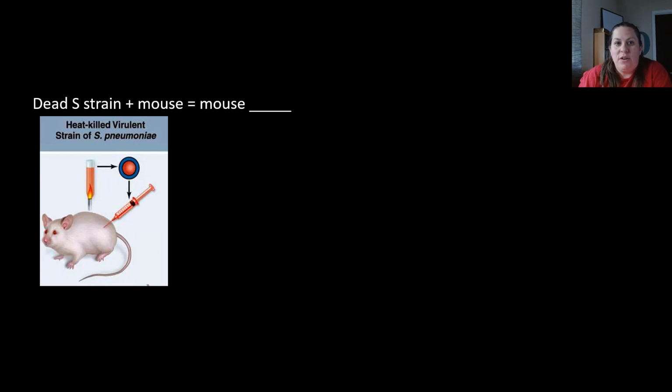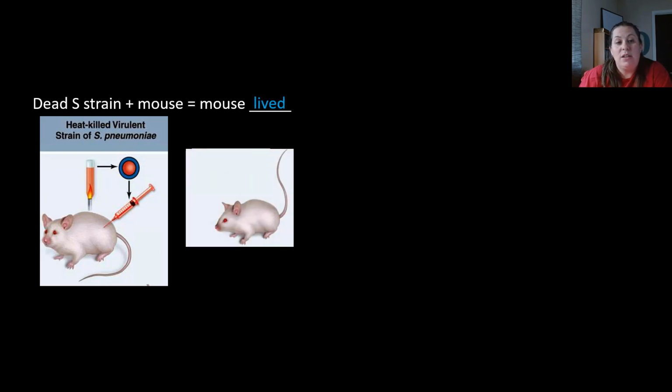So he took it a step further and said, okay, what if I kill the S strand first? I'm going to heat it up, kill it, and then inject it into the mouse. What will happen to the mouse? Well, the mouse lived. So this told us that technically that bacteria was a living thing and we were able to kill it with heat.